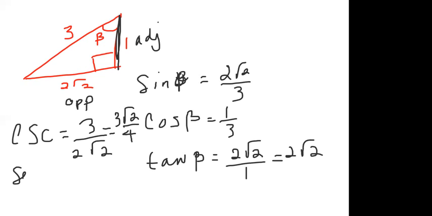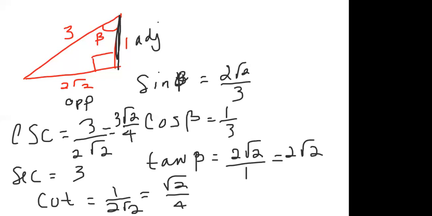Now, the secant is the inverse of cosine, so that would just give you 3. And then finally, the cotangent is the inverse of tangent. That would be 1 over 2 radical 2. But again, if you want to simplify this, you can. It would simplify to radical 2 over 4 because we did it previously. So guys, here you are. That's essentially it.